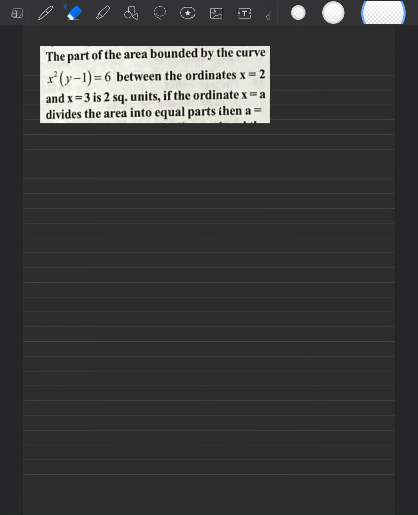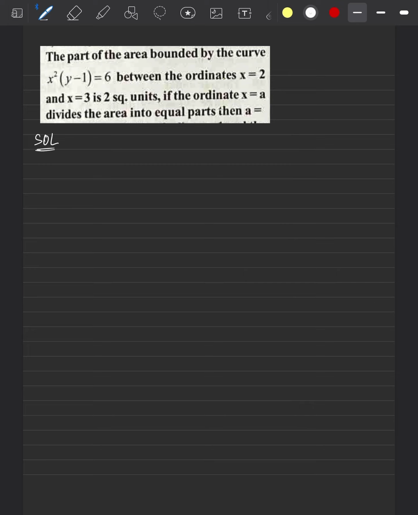In this question, it says the part of the area bounded by the curve x square into y minus 1 equals to 6 between the ordinates x equals to 2 and x equals to 3 is 2 square units. If the ordinate x equals to a divides the area into equal parts, then a is equals to. So let us begin with the solution, students.